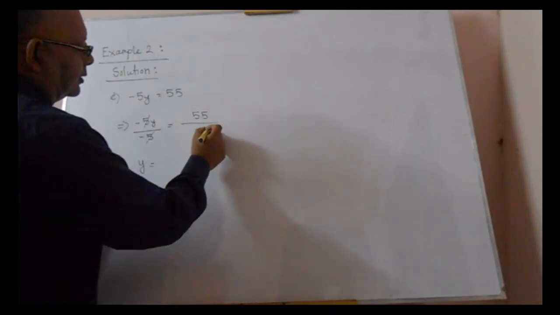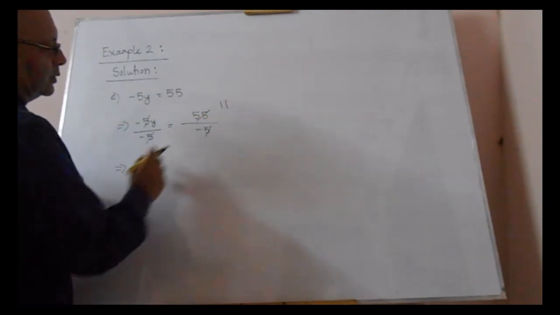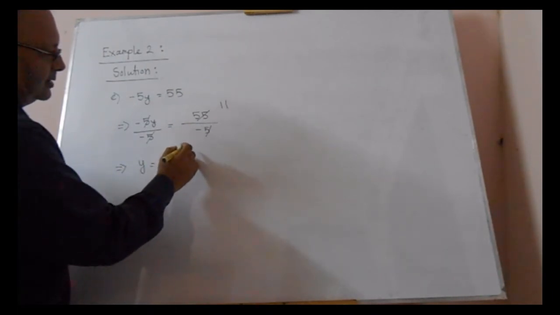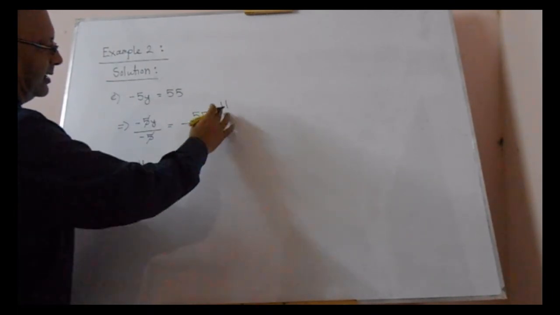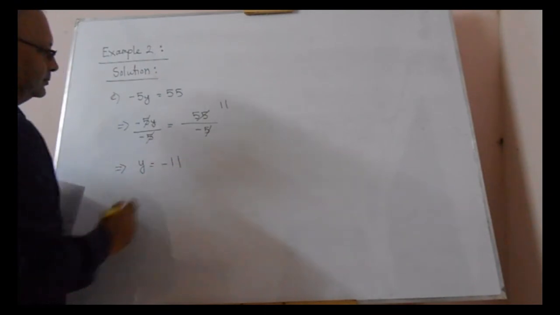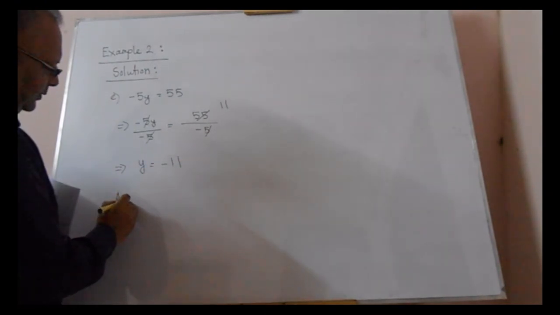And here we have 55 divided by 5 equals 11. So we put the negative sign here and put 11 here. And our answer is y equals negative 11.